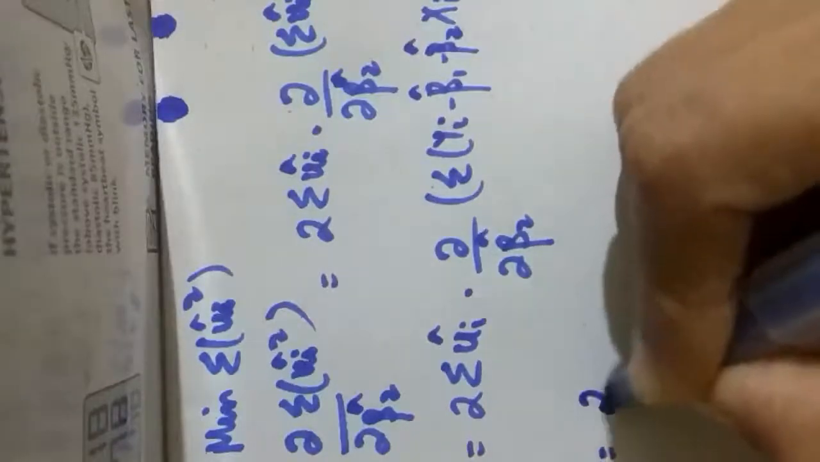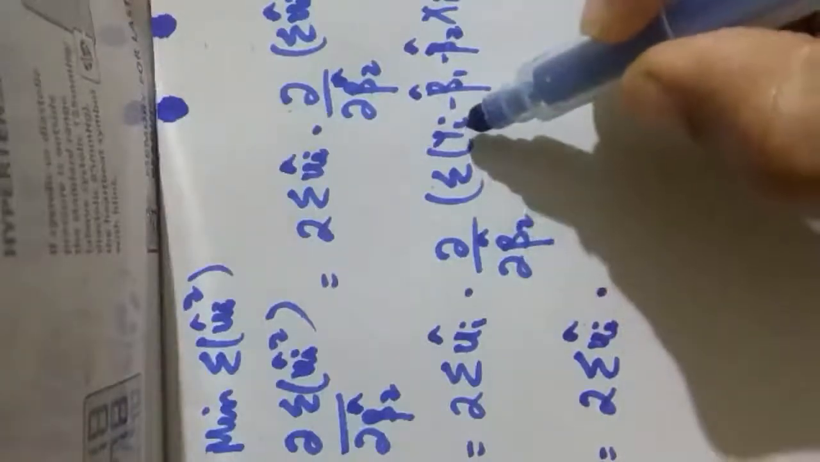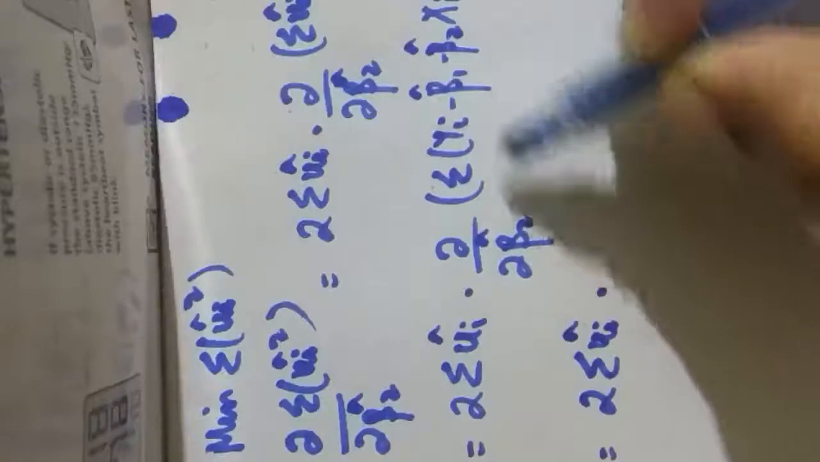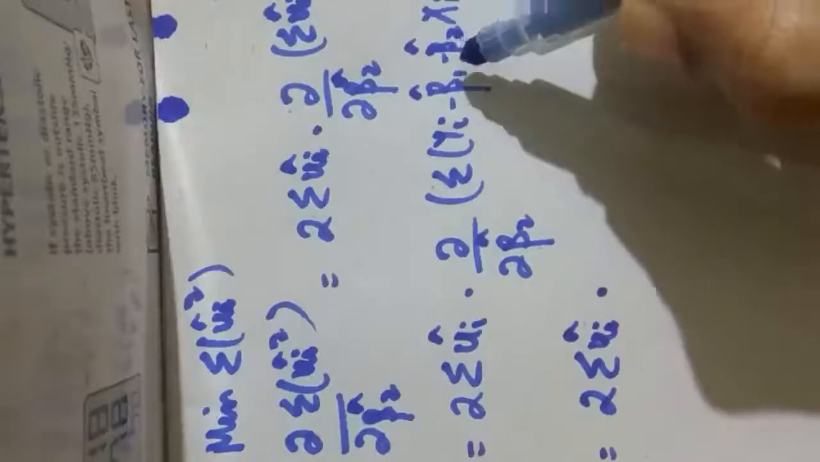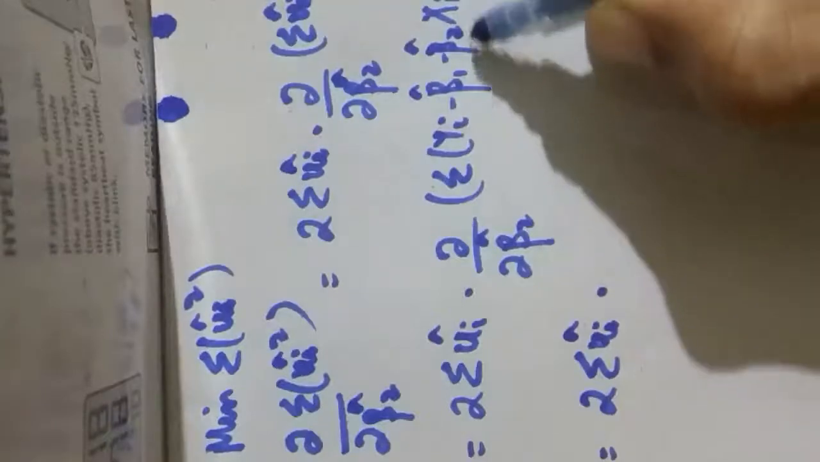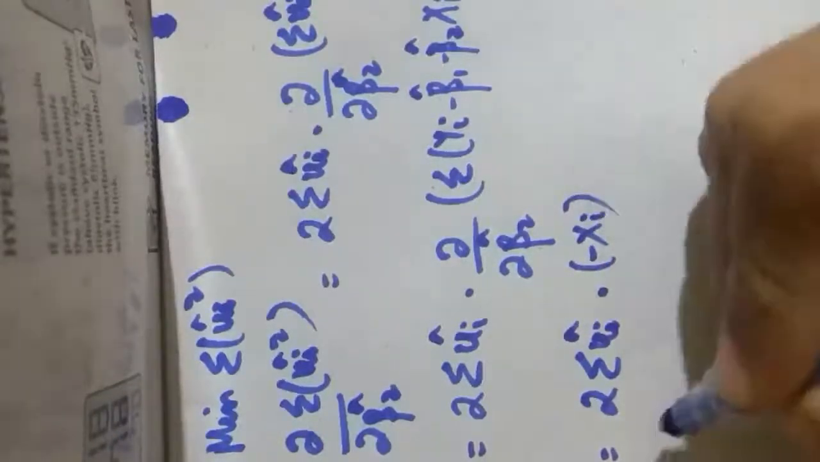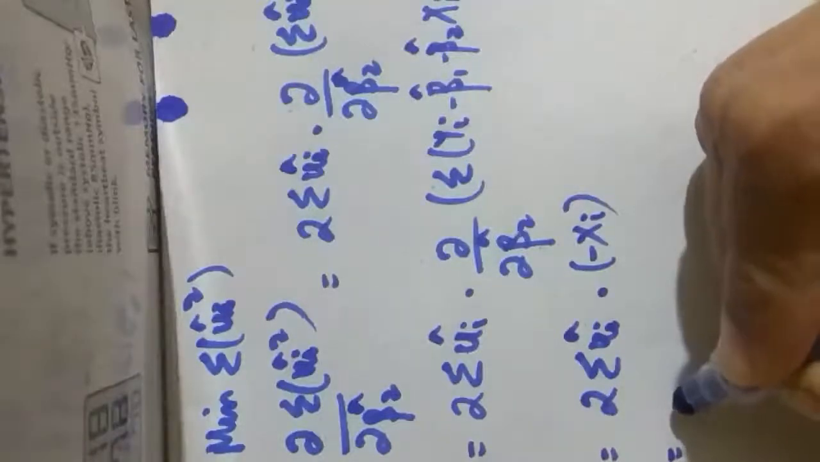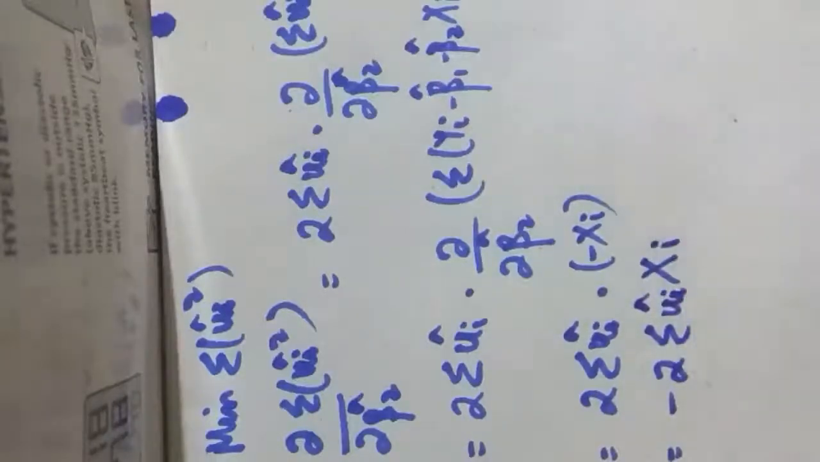So that's 2 times summation ui hat into differentiation of yi with respect to beta 2 hat, which is 0. Again, beta 1 hat with respect to beta 2 hat, when you differentiate you get 0, and minus beta 2 hat xi is the only term with beta 2 in it. So when I differentiate this final term with respect to beta 2 hat, I am left with minus xi, which means my first order derivative is minus 2 times summation ui hat xi.